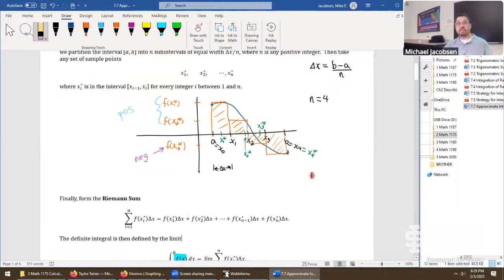Any questions at all, folks, with the diagram? Forgot that last part there.